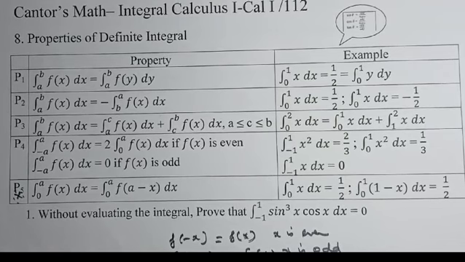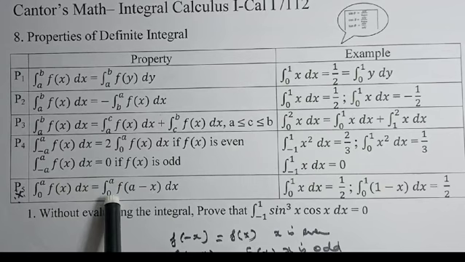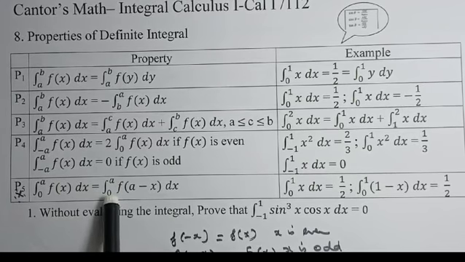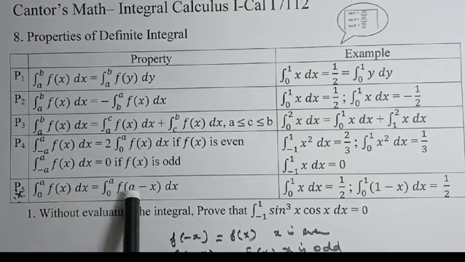Property number 5, a very important, very useful property. Integral 0 to a f of x dx can be written as integral 0 to a, in the place of x, here the lower limit should be 0, upper limit, if we have a, f of a minus x.